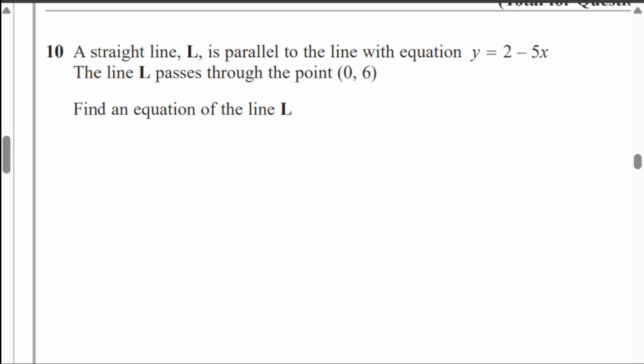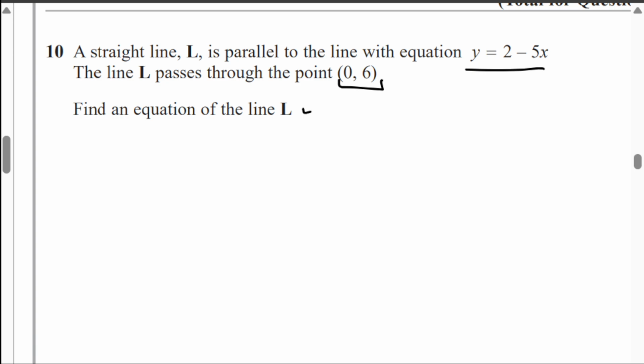Question 10 is 2 marks. The question says, a straight line L is parallel to the line with the equation y equals 2 minus 5x. The line L passes through the point (0, 6). Find the equation of L.